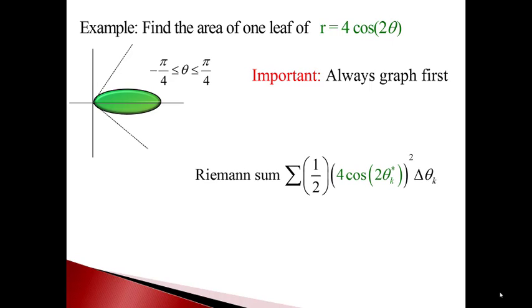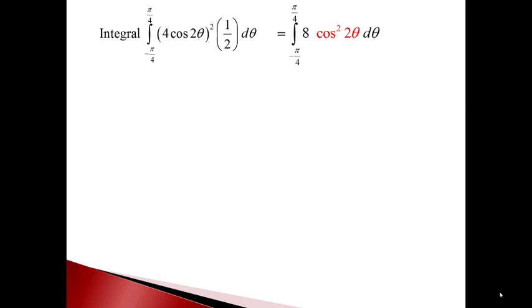The Riemann sum of the area is the sum of 1/2 multiplied by 4 cosine of 2 theta k star, squared, multiplied by delta theta k. So the area is given by the integral from minus pi over 4 to pi over 4 of 1/2 multiplied by 4 cosine 2 theta squared d theta. The resulting integral is simplified as the integral of 8 cosine squared 2 theta d theta.